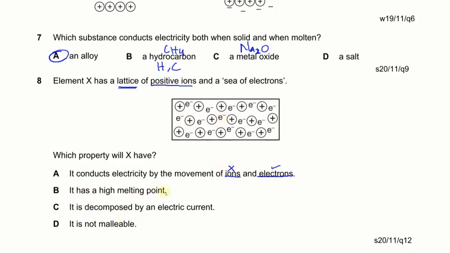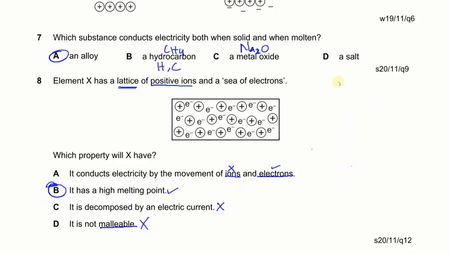It has a high melting point. That is possible because metals generally have a high melting point, except for group 1 and mercury. It is decomposed by an electric current. When you pass electricity through metals, nothing happens to them. They remain as they are. They are not decomposed, so that's not correct. It's not malleable. Metals are always malleable. Malleable means you can convert them into thin sheets. All metals are malleable. Not malleable is definitely a wrong statement. So B is the right answer, in which they have a high melting point.